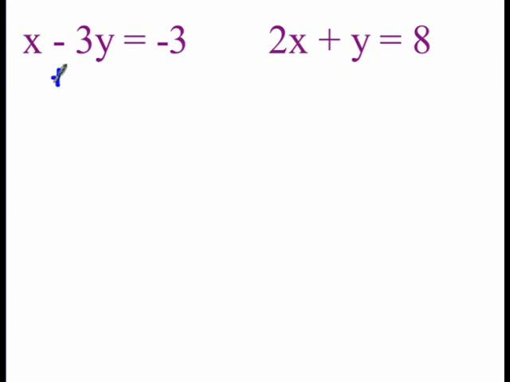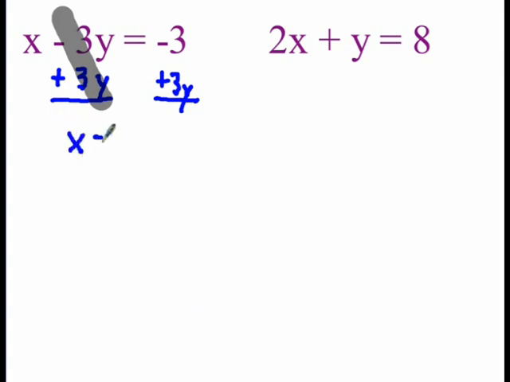So what that means is I'm going to have to move the 3y to the other side. Since this was subtraction, I'm going to add 3y. Now you should notice that because we know how to do algebra, these things right there cancel. Now I just copy. Don't think, just copy. X is the only thing left on the left side. I copy my equal sign, and I copy negative 3 plus 3y.